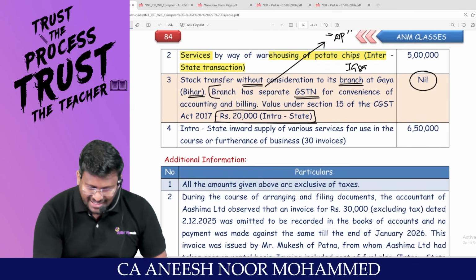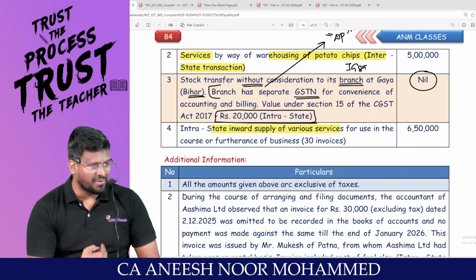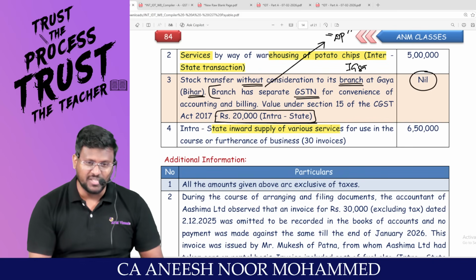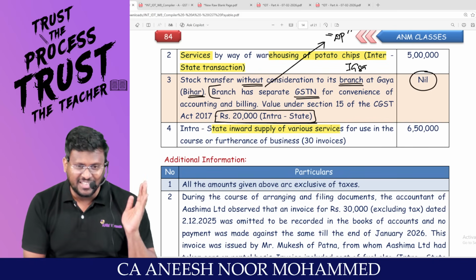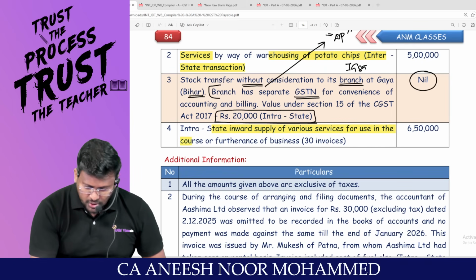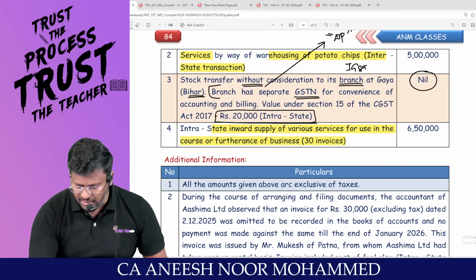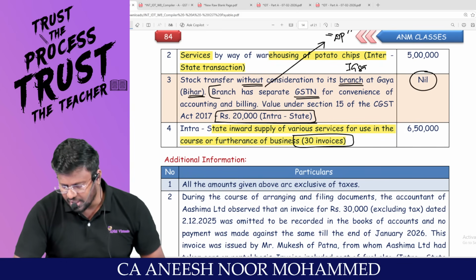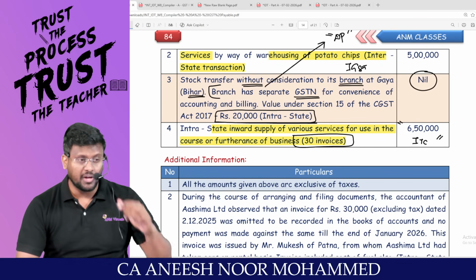Come on, sir. Intrastate inward supply. Nicely they are talking about the inward supply; till now they were talking about the outward supply. They set a mood. So you will have the various categories of services for use in the course or furtherance of business. Total 30 invoices. For these 30 invoices, we are entitled to take ITC. This is the amount; we have to calculate the ITC.